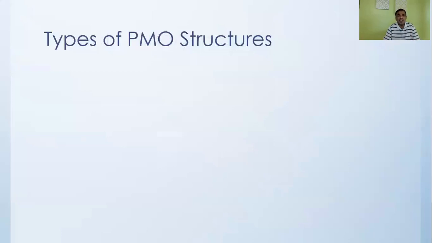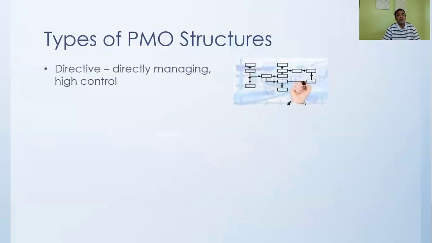Now, there are different types of PMO structures. One of them is what is called directive. In case of directive PMO structures, what it really means is the PMO will directly manage your project. In fact, the project manager is reporting to the PMO. And they have a very high level of control.